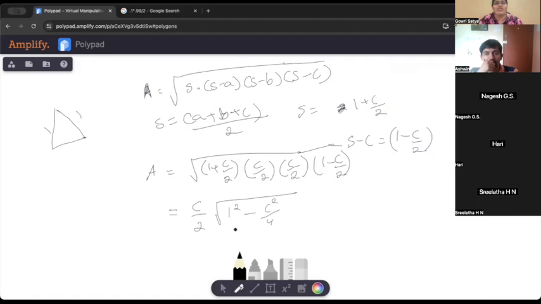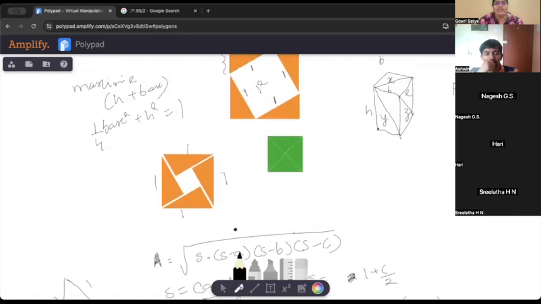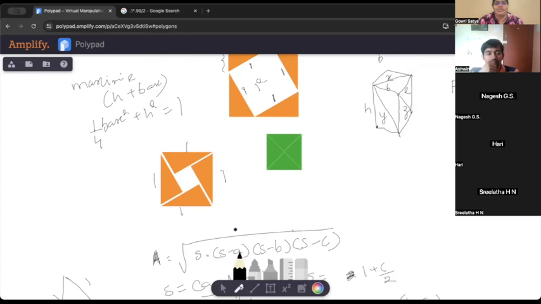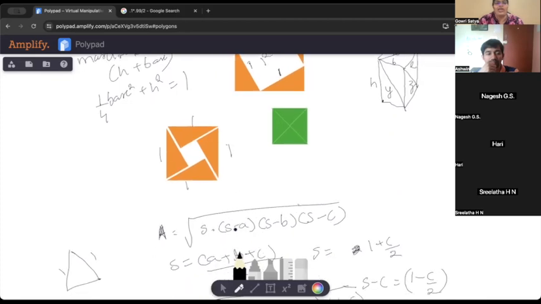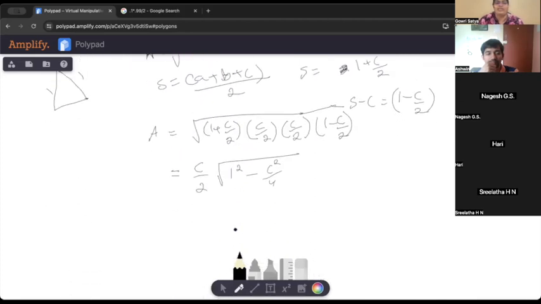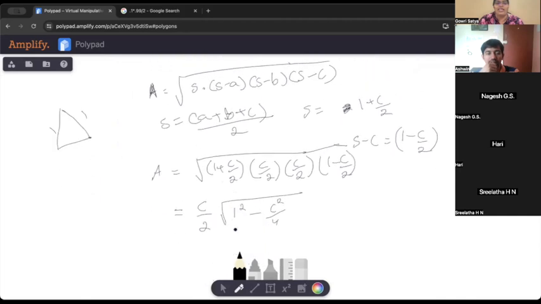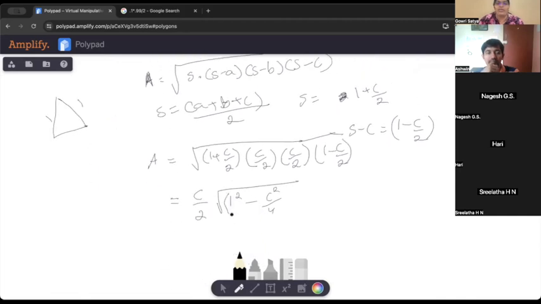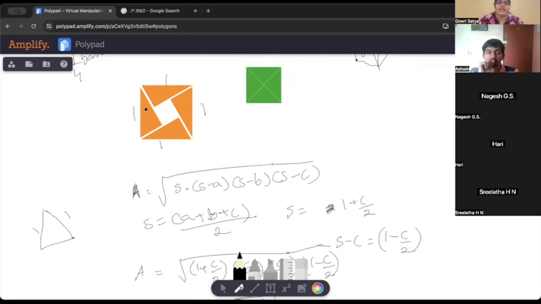Oh, this leads us to this. Then that is nothing but, wait. That leads us back to this only, right? This 1 squared minus c squared by 4, isn't that the same as 1 squared minus c by 2 whole squared?